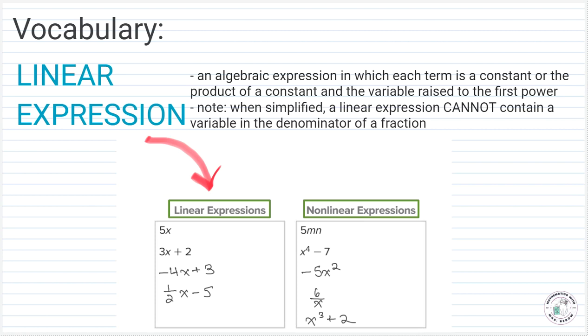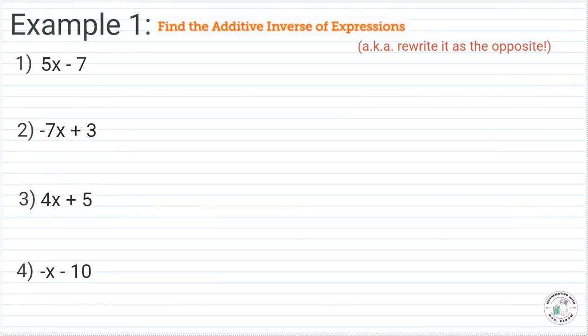Some examples of nonlinear expressions: we have two variables, right? We have a variable that's to a power other than 1, or we have, again, that variable in the denominator, which actually just means this is the same as 6 times x to the negative 1, something you learn about later in Algebra 1. So we're looking at linear expressions where all of our variables are to the first power.